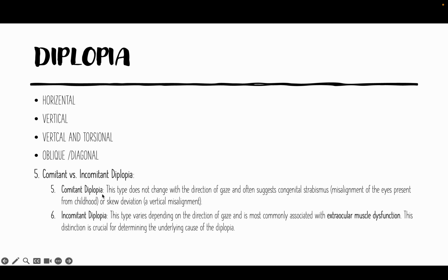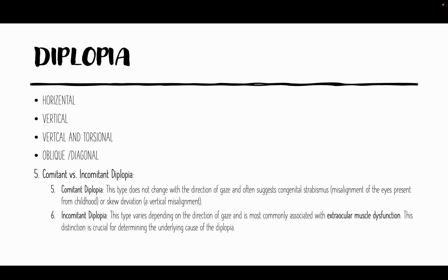There is one more thing called comitant diplopia and incomitant diplopia. Comitant diplopia does not change with the gaze. Incomitant diplopia is what changes with the gaze. In comitant diplopia, there is no gaze-related change, so mostly it is related to congenital strabismus or something. Whereas incomitant diplopia, which changes with the gaze, is the main problem for us.